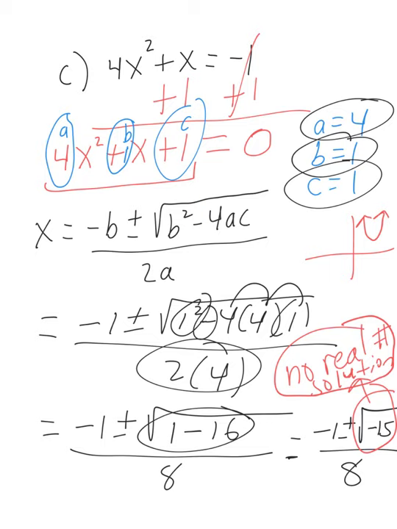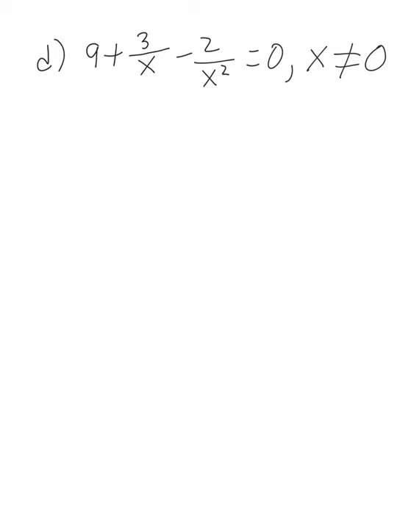So we have one more scenario that could play out with the quadratic formula. Let's go ahead and take a look at it. Looking at question part D, it's going to be the same directions. We're going to solve by using the quadratic formula. 9 plus 3 divided by x minus 2 divided by x squared equals 0, where x cannot equal 0.